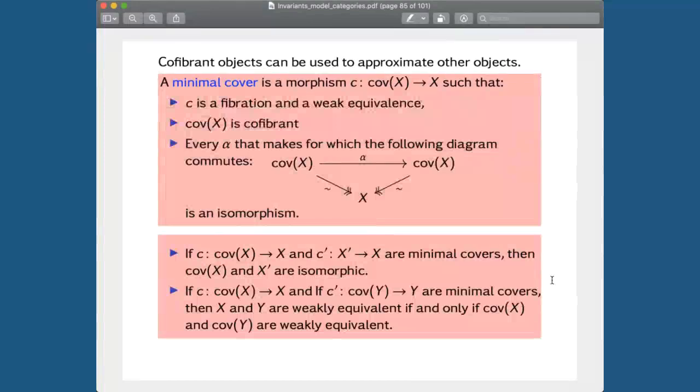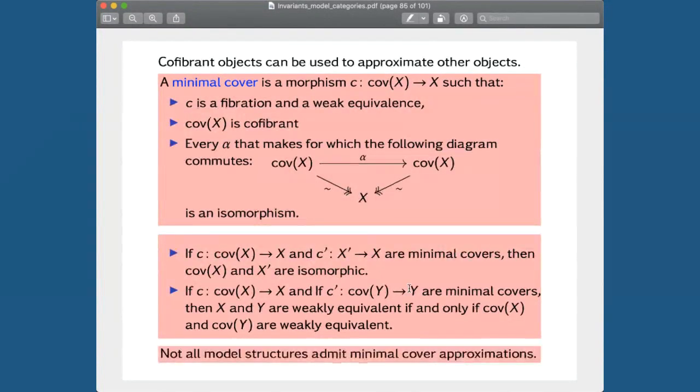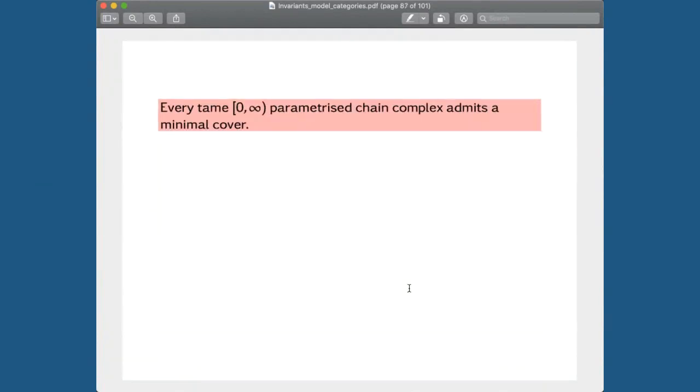We think about covers as an approximation of X, and these covers determine the homotopy type of the objects they approximate. In this context, it is important to realize that not all model structures admit minimal cover approximations. It is not true that any model category actually has such an approximation. So it is important to prove that tame parameterized chain complexes actually do admit minimal covers.